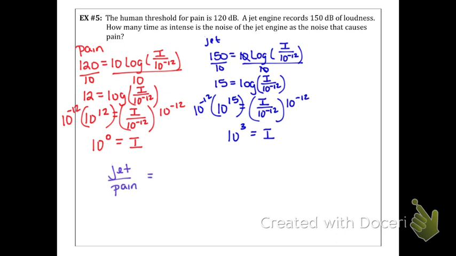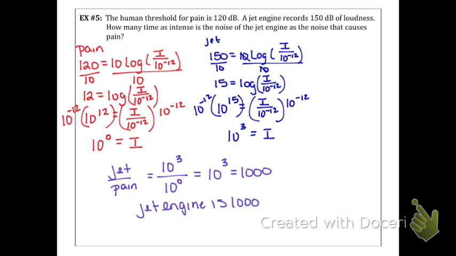And so we know the jet is 10 to the third over the pain, which is 10 to the 0. This is why I didn't work either one of them out, because I'm dividing them. And remember, when you're dividing with like bases, you keep the base and you subtract the exponents. So we get 10 to the third, which is 1,000. So the jet engine is 1,000 times greater.